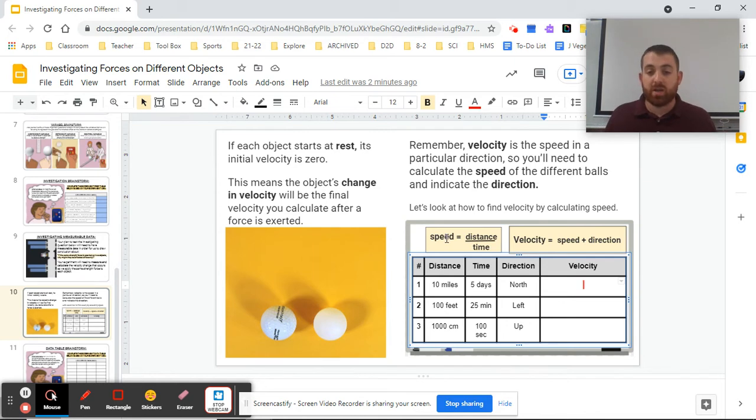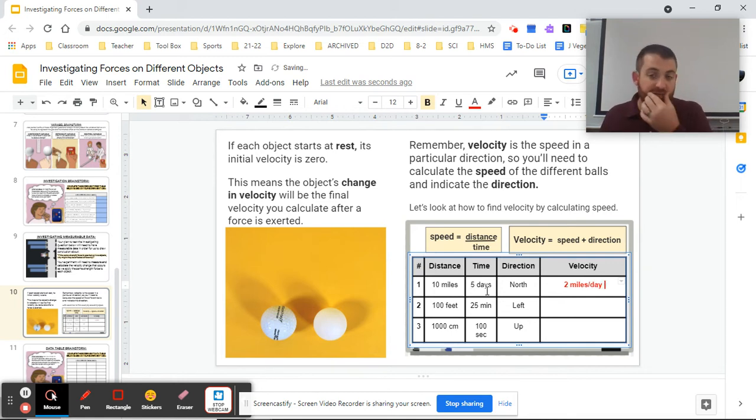So speed is distance divided by time. We take the distance the object travels and we divide it by the time it takes to get there. So if we have an object moving 10 miles in 5 days, we would do 10 divided by 5, which gives us 2. Now we look at the distance, which is miles per, and we look at the time, day.